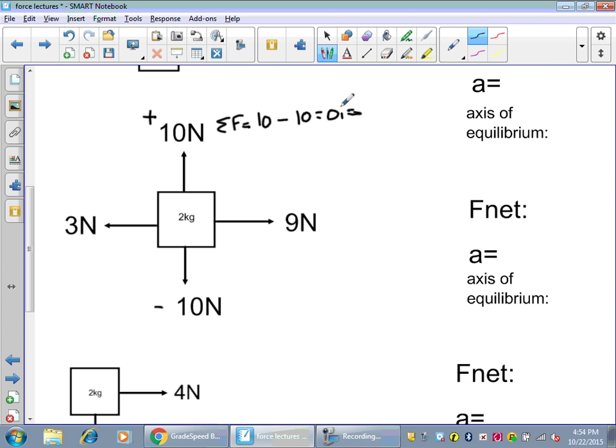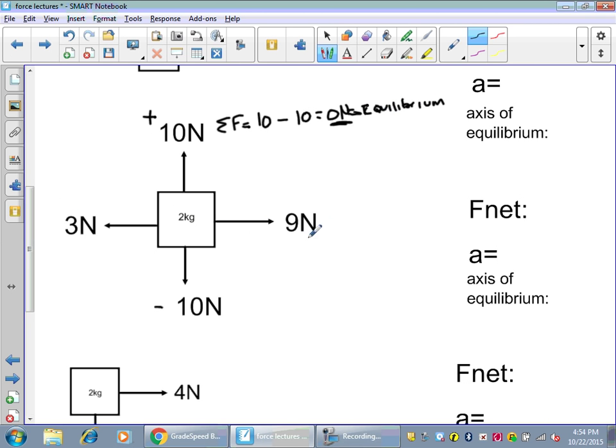If you have 0 newtons, that is equilibrium. You need to know this. This is the fact everybody's going to forget. Half of y'all will forget this tomorrow. This is the one: 0 newtons of net force. If your net force is 0, you have equilibrium, which means you're not going to accelerate. You're going to move at constant velocity.